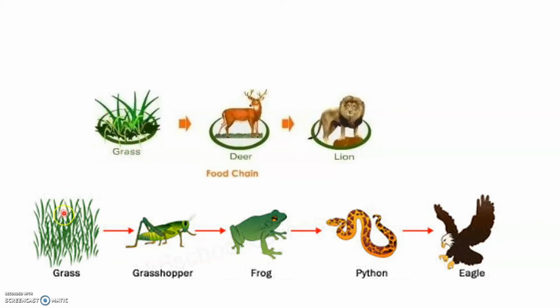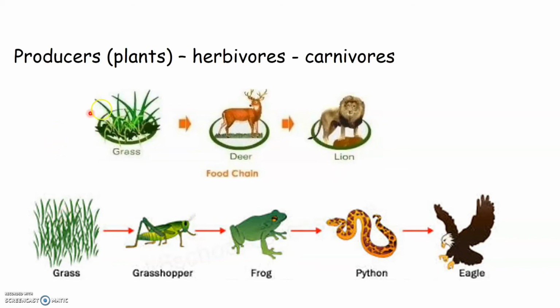Now these plants, otherwise known as producers, are eaten by herbivores, which means animals that feed on plants. And these herbivores are further eaten by carnivores. So always remember, a food chain always starts with plants, and plants are eaten by herbivores. So here we can see deer and grasshopper are herbivores. And these herbivores are further eaten by carnivores.